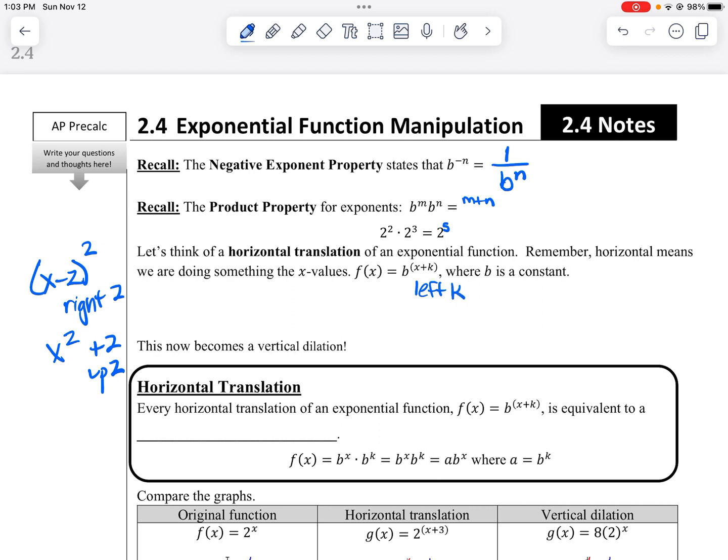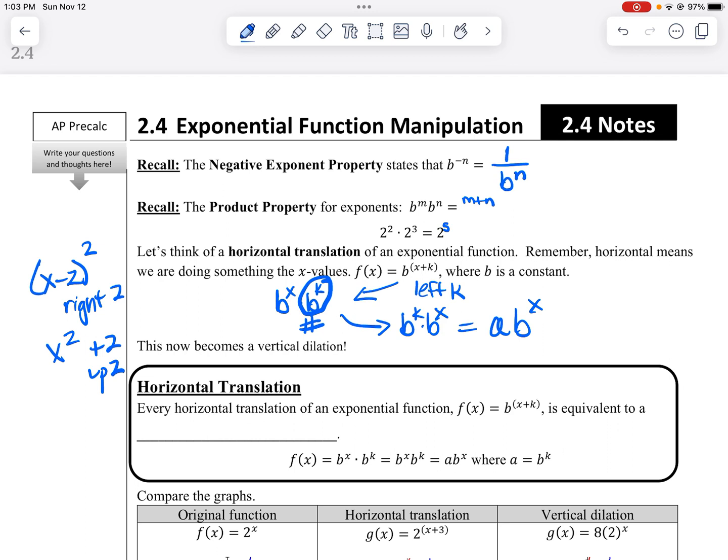But if you remember, our rule of exponents is we add those. So this can really be written as b to the x times b to the k, because by the rules of exponents, we add x plus k. Now, this b to the k is just a number, some constant. So we could rewrite that: if we put it out in front, b to the k times b to the x, that's really just some constant times b to the x.